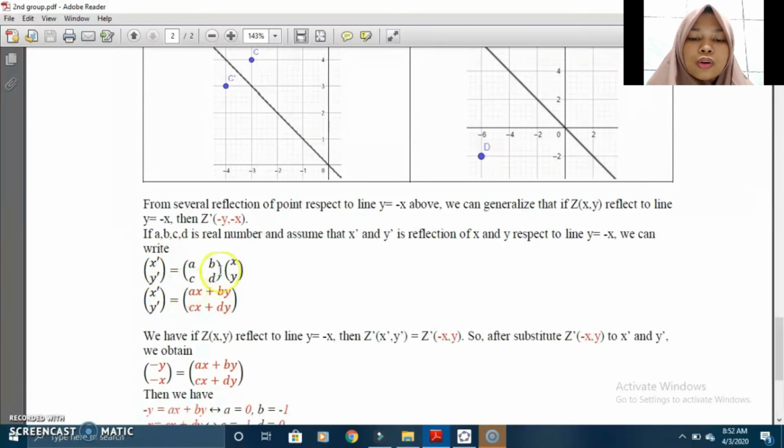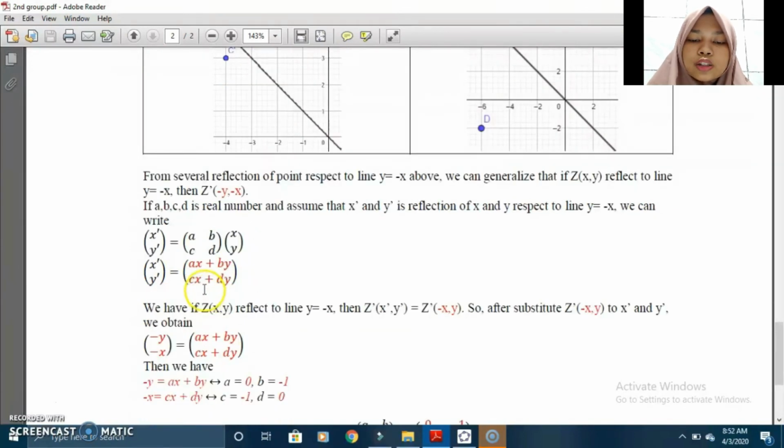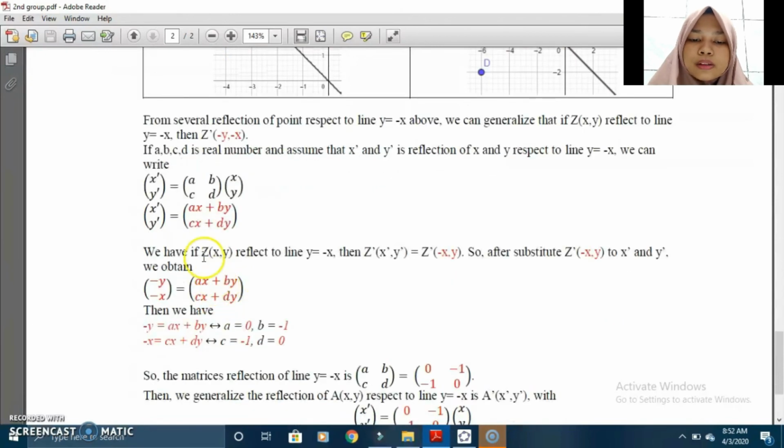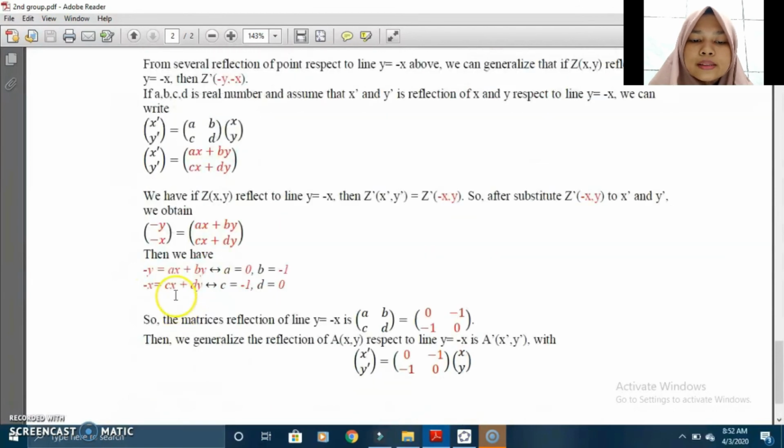this term: the matrix multiplication (x', y') equals the matrix (a, b, c, d) times the matrix (x, y). This multiplication is equal to (ax plus by, cx plus dy). Then we substitute Z' into x' and y'. We have (-y, -x) equals (ax plus by, cx plus dy).